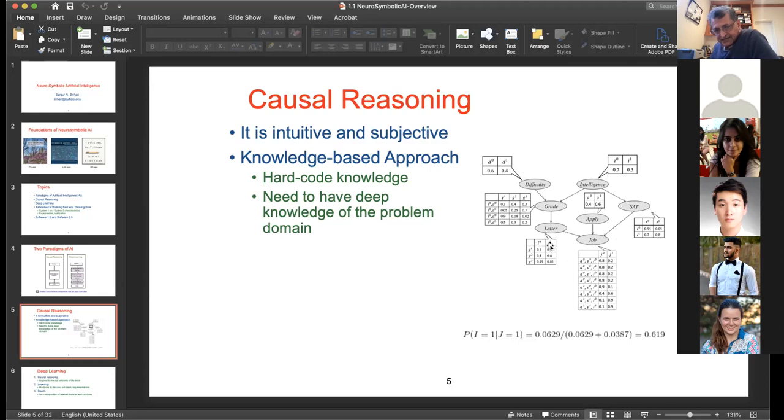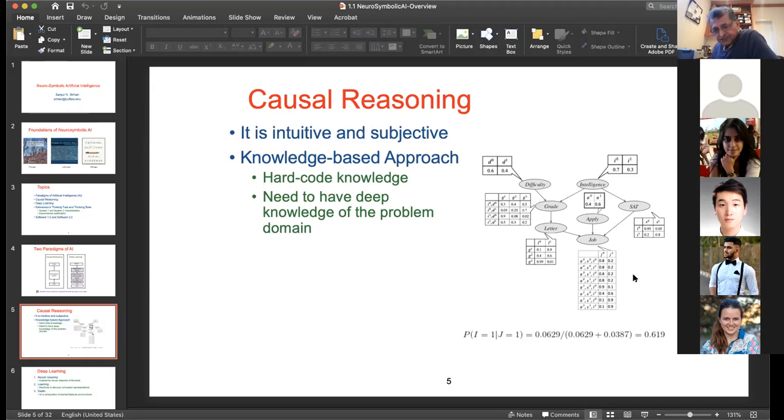And like that, there is a relationship between the letter that the student gets from the professor and the grade that the student got in the course. There's some influence. The grade that the student gets in the course is influenced by the difficulty of the course and the intelligence of the student. So there are probability distributions. A CPD is associated with grade, with letter, with job.